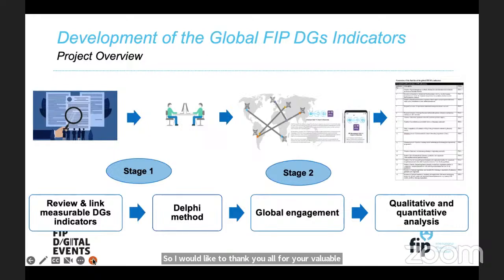For the analysis, qualitative and quantitative analysis methods were also performed to analyze both stages to develop the final list of global FIP development indicators shown here on the slide. Next slide, please, Chris.